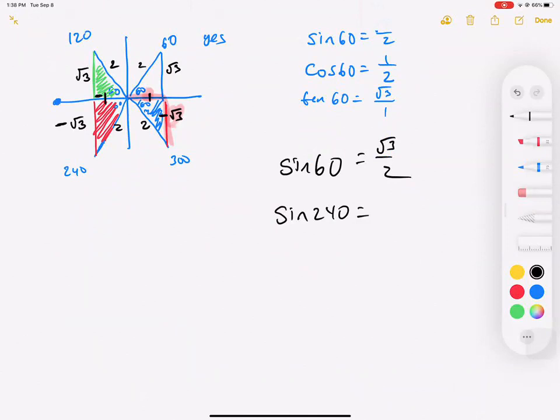240 is divisible by 30, but it's also divisible by 60. Okay, it's a 60 degree. I'll take 60. So this is how fast I would draw it. 240 is bigger than 180 with a reference angle of 60. Hey, I know these sides: 1, 2, square root of 3. And square root of 3 is negative because we went down. Also, 1 is negative because we went to the left. So sine is opposite over hypotenuse. Opposite is negative square root of 3 over hypotenuse of 2.